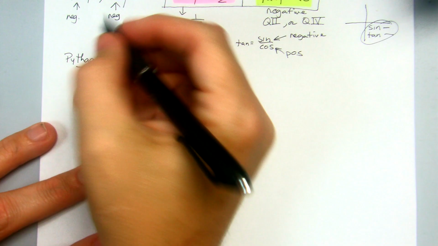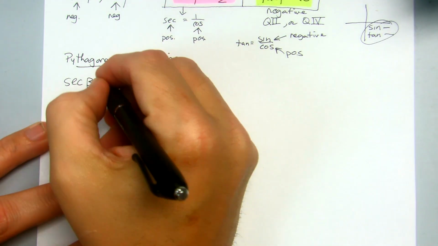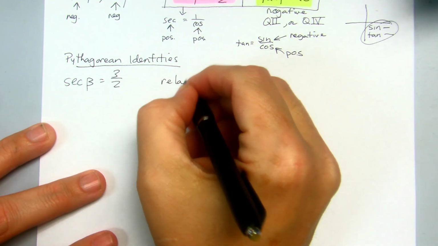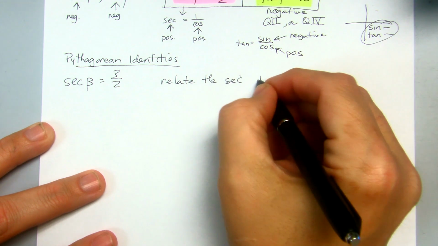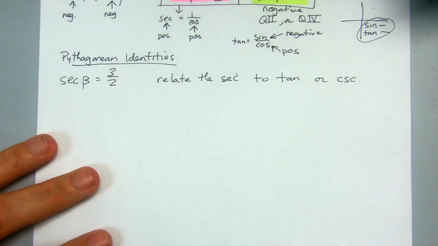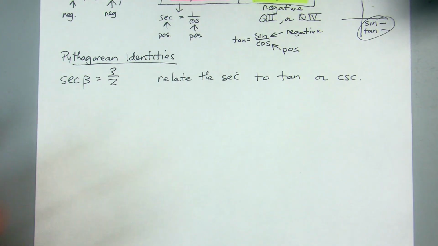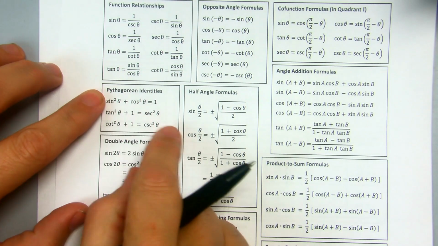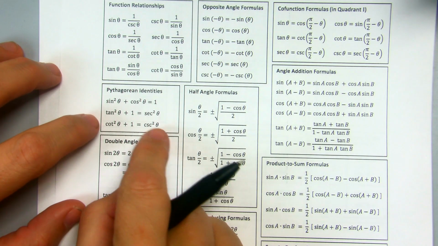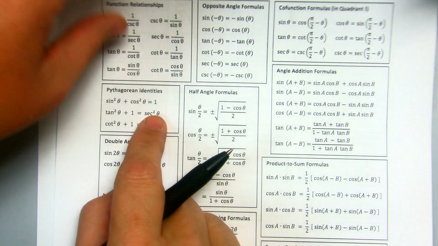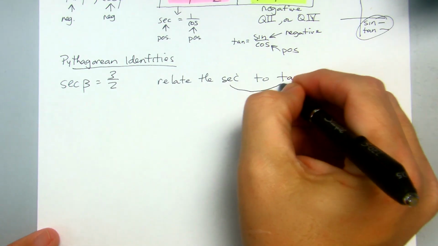Knowing that the secant of beta is equal to 3 over 2, I need to relate the secant to the tangent or the cosecant. So look for identities that do this. Look at your Pythagorean identities, which are right here: a sine and a cosine, a tangent and a secant, and a cotangent and a cosecant. The tangent and secant one is good, because that's what we want. I want to use tangent squared plus 1 equals secant squared, because that will tie the secant directly to the tangent.